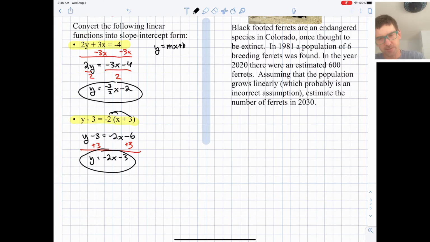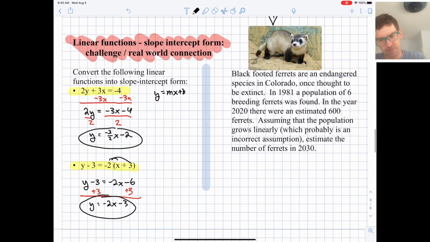All right, next one, a little bit of a real-world connection, and these are rough real-world numbers. My wife used to do some environmental advocacy work with black-footed ferrets and prairie dogs out in the western slope of Colorado, so I thought I'd throw this problem in. There's a picture of a black-footed ferret, super cute right there. So they're an endangered species in Colorado, and they were once thought to actually be fully extinct. But in 1981, a population of 6 breeding ferrets was found.